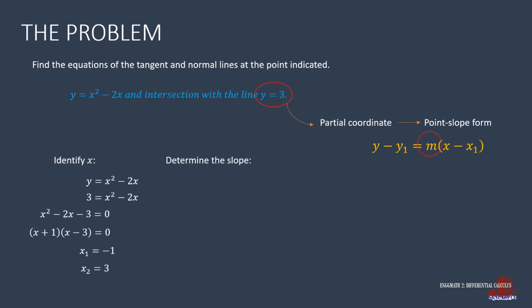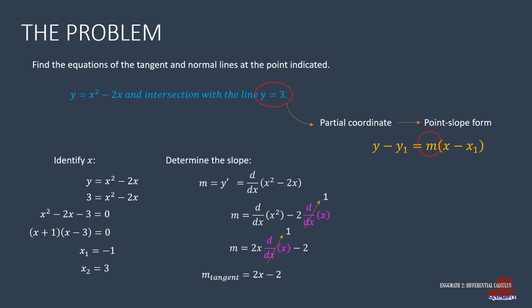Next is to determine the slopes. Take note that there are 2 points, which means we are to look for 2 slopes, but the differentiation leads to one general slope equation. m or y prime is the derivative of x squared minus 2x. With separable terms, we take the derivative of x squared, with negative 2 times the derivative of x. dx over dx is equal to 1, so m is then taken as 2x times the derivative of x by chain rule, minus 2. So the slope formula for the tangent is 2x minus 2.